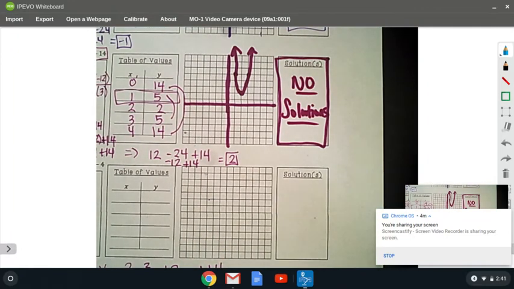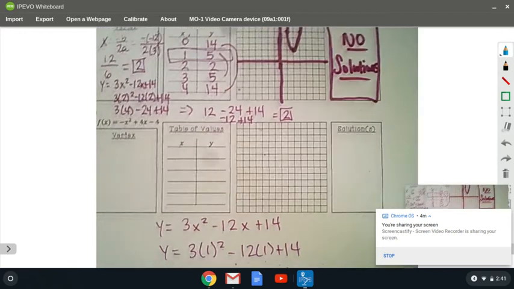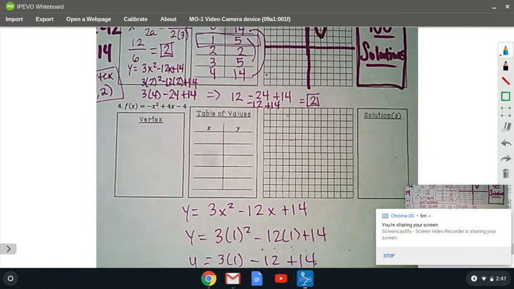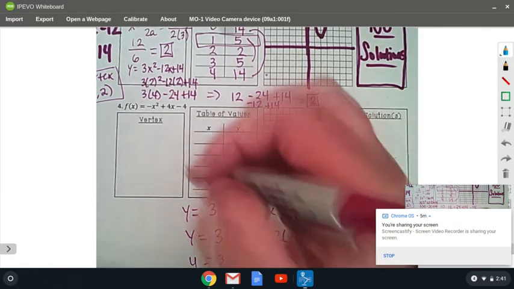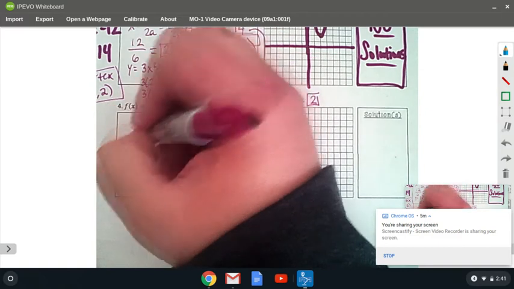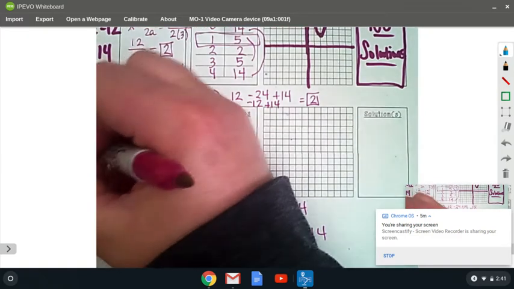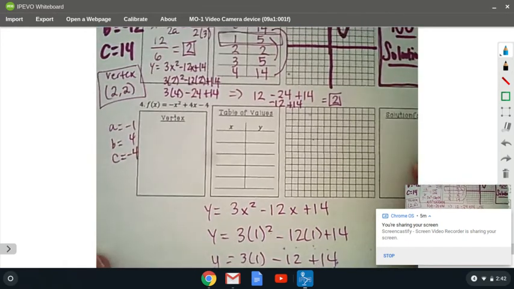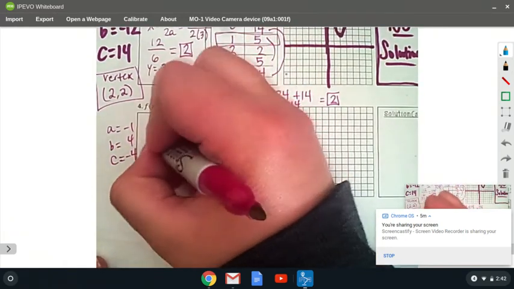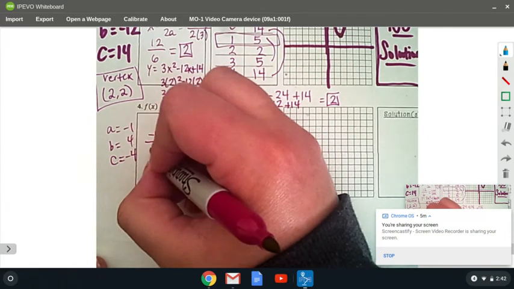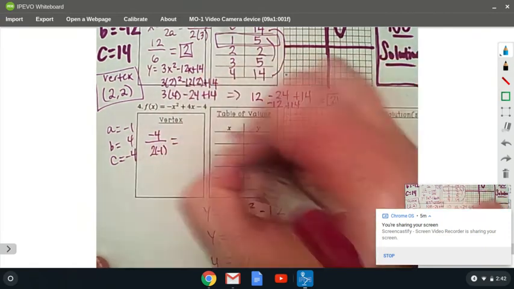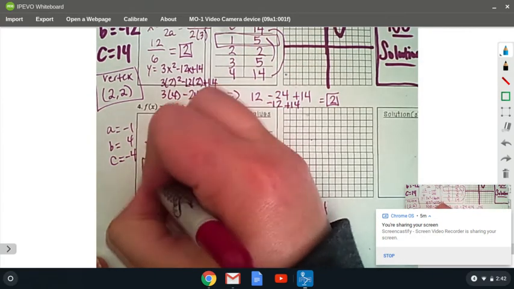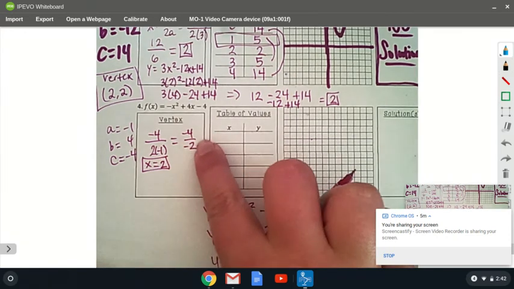Okay. Let's do one more quickly. The classwork today won't ask you to do this, but I did want to give you a refresher on it. This one, A is -1, B is 4, C is -4. Okay, so negative B would be -4 over 2 times A would be 2 times -1. So I end up with x equals 2 again, because I have a negative over a negative.